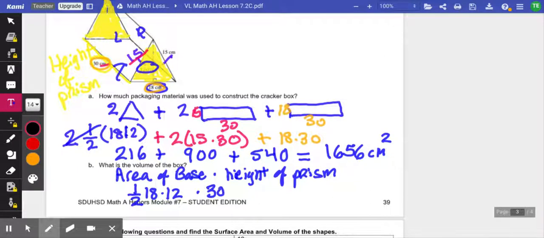All right, so I'm working that out. I have 2 goes into 18, 9 times. 9 times 12 is 108. 108 times 30 is 3,240 centimeters. This is volume, so cubed. All right, next page.